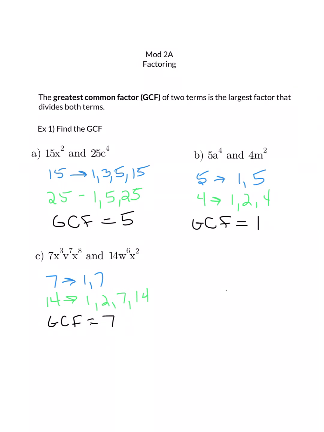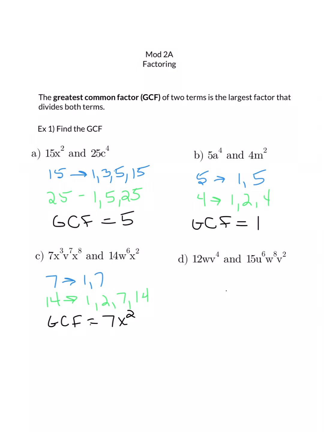In looking at the letters, there is an x in both of these individual terms. When you have matching letters, your greatest common factor is the smallest power of those. So our common letter of x, we use the smallest power, which is the squared.